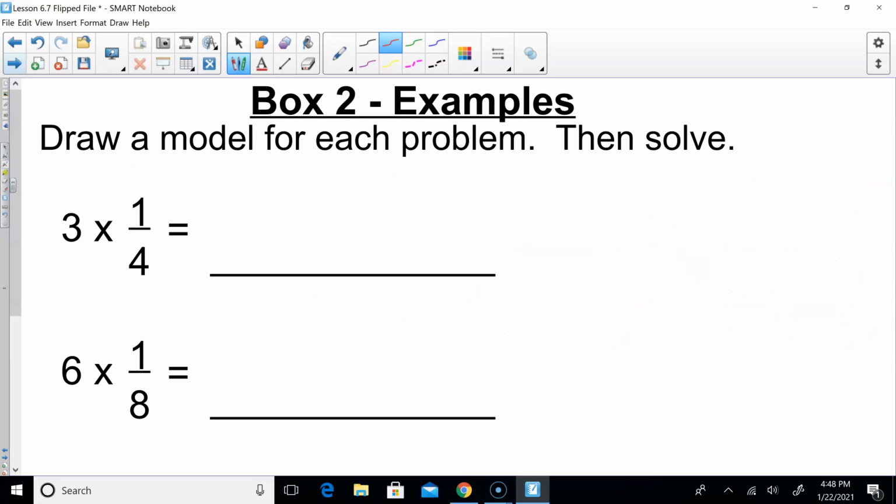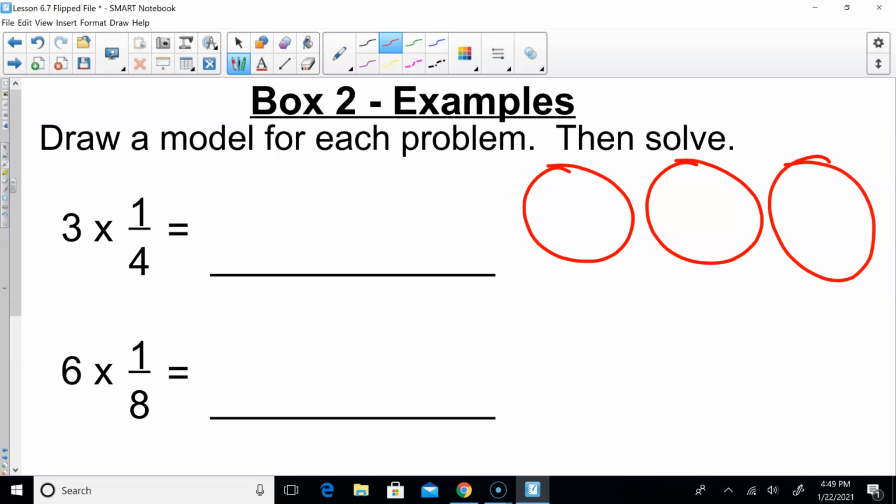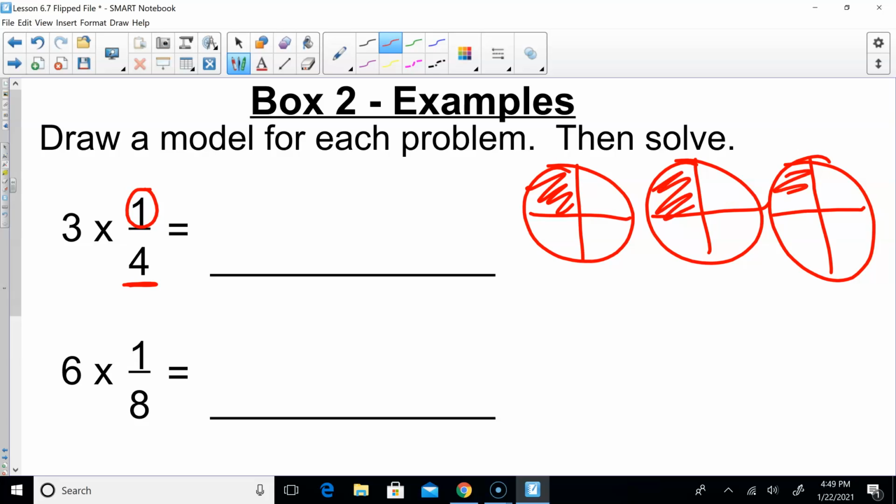So the model is an important part so we can understand a visual representation so it can start to make sense. So 3 times 1/4. That means, first off, I have 3 wholes. 1, 2, and 3. In that, I have 1/4. So that means, what do I do with these? Well, if I look at my denominator, it tells me how many pieces I have in each whole. So I'm going to put these all into fourths. And now the numerator tells me how many pieces I have of each one, which is just 1. So I shade this in, shade this one in, and shade that one in.